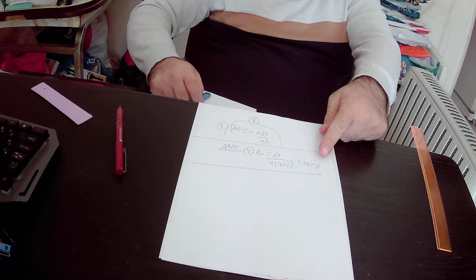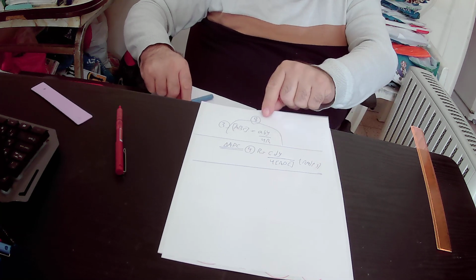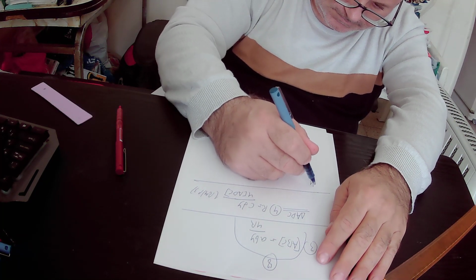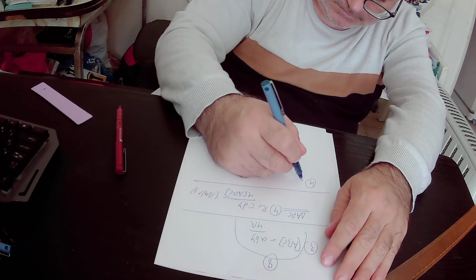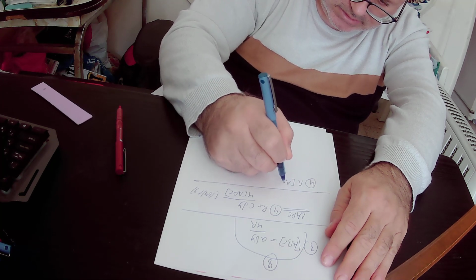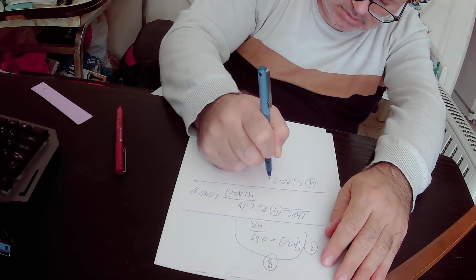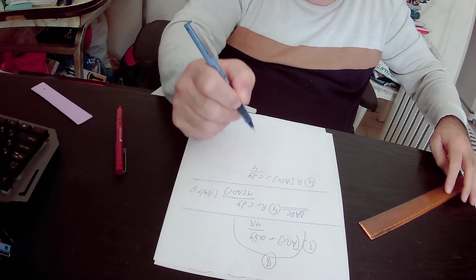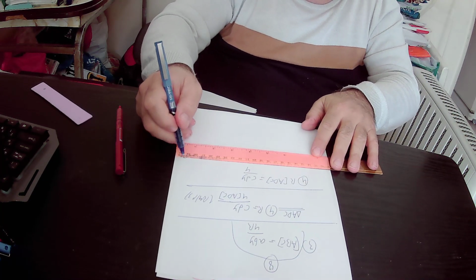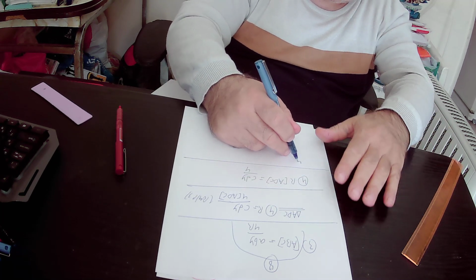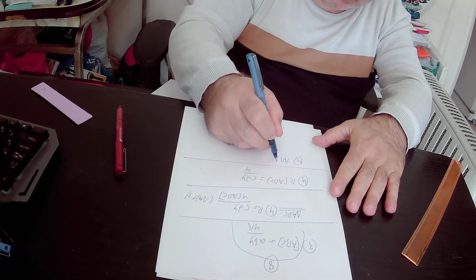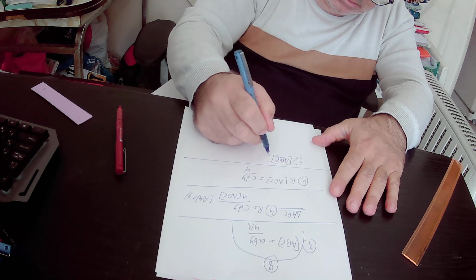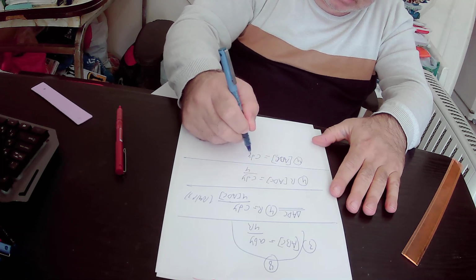We will multiply equation number 4 by the area of triangle ADC, and we will get that R times the area of triangle ADC equals CDY over 4. So here we will divide equation number 4 by R, and we will get that the area of triangle ADC equals CDY over 4R.